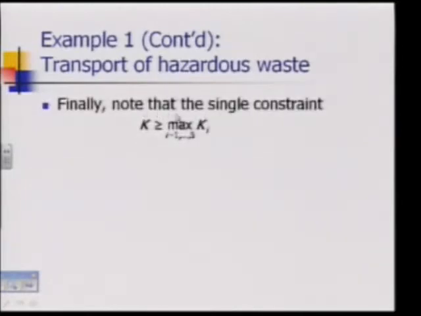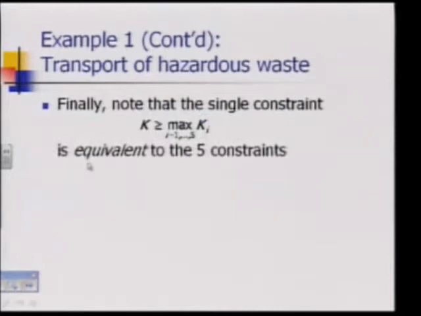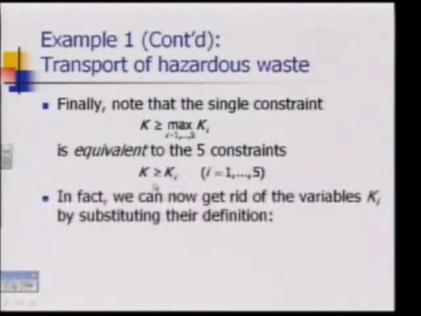So finally, you have a single constraint like K is greater than the maximum of this, which is equivalent of what? 5 constraints, right? And these 5 constraints are linear. Okay, so what? So I managed to change the problem into a linear program by introducing an additional decision variable and adding 5 more constraints. Okay, so now can you see the difference?